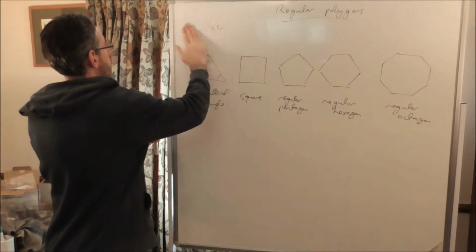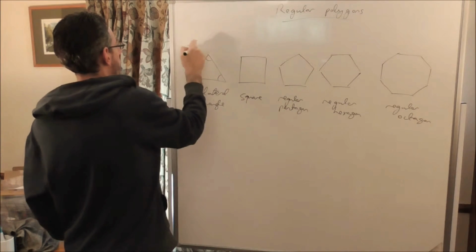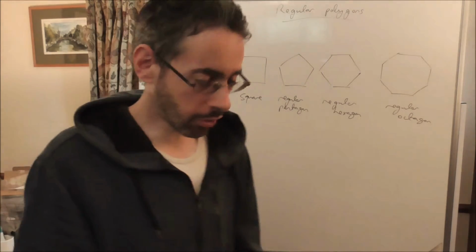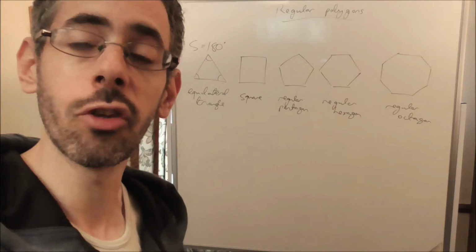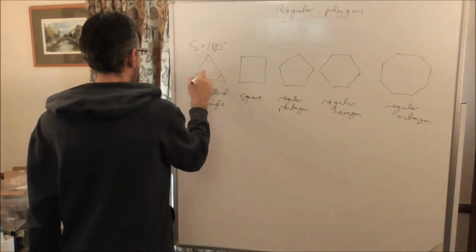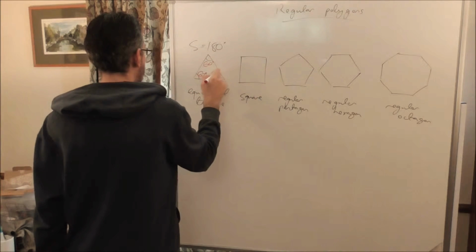Actually, I'll just write that a bit lower. So the sum is 180 degrees. And if all the angles are the same, that means they've all got to be 60 degrees. 180 divided by 3 is 60. So 60, 60, 60.